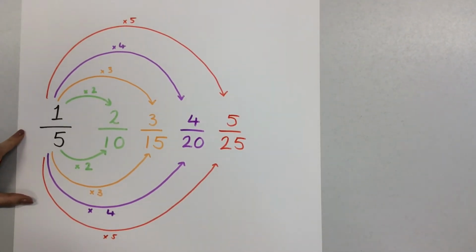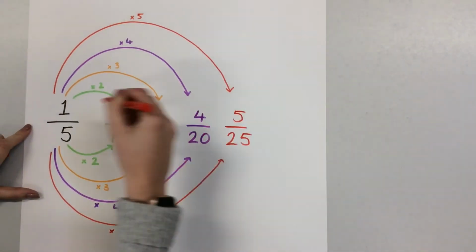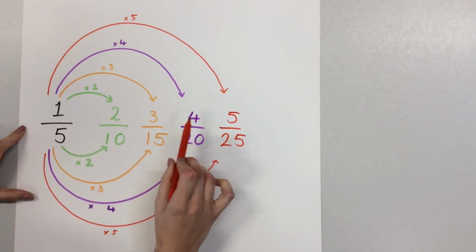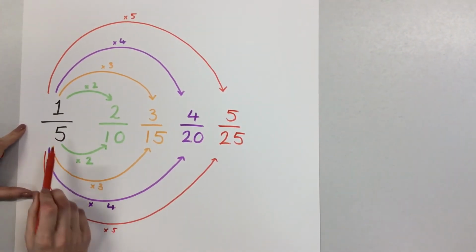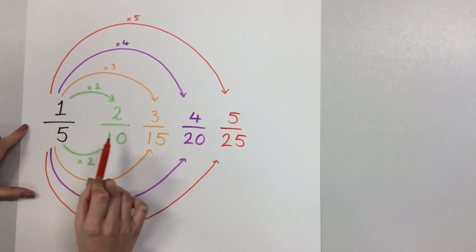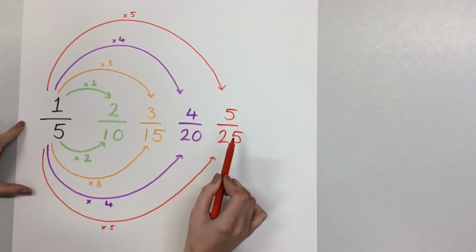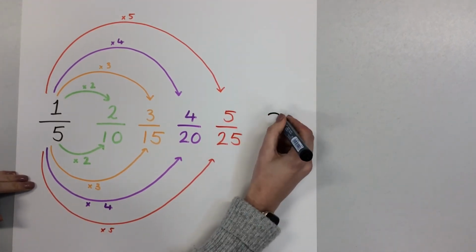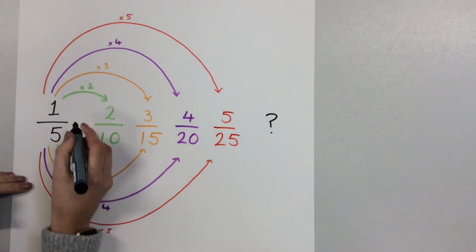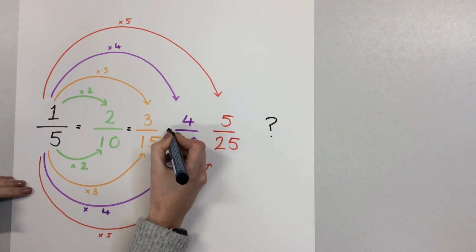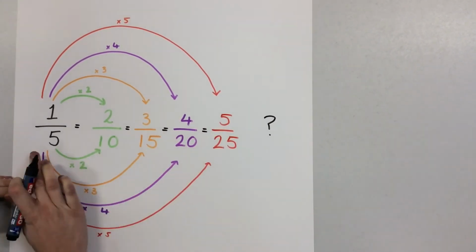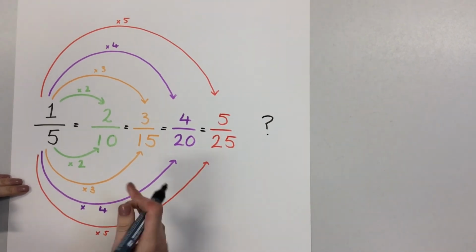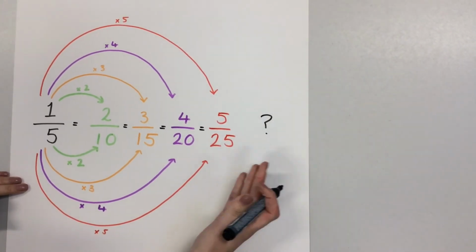Now, you might have been able to work out the pattern without drawing these arrows, because you might remember from last time, the top goes 1, 2, 3, 4, 5, and the bottom one works in that times table. 5, 10, 15, 20, 25. I wonder whether you can work out what comes next. Now I'm going to put my equal signs in just to show the relationship between these fractions and that they are all equal.